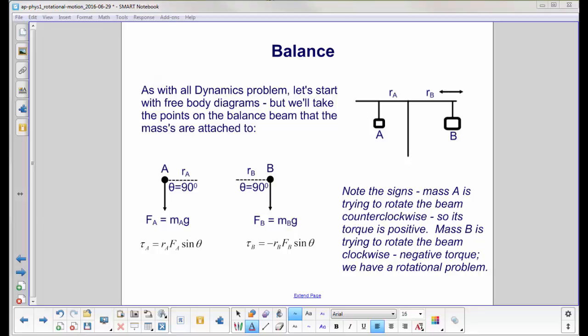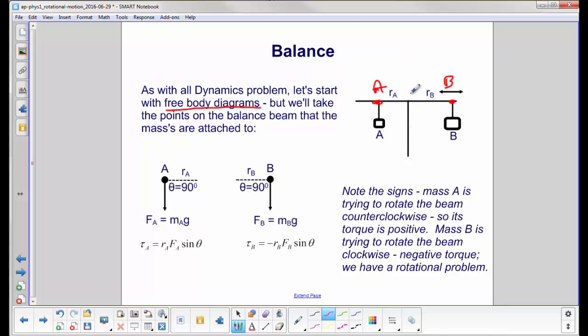Whether you have a translational or a rotational dynamics problem, you start them the same way. You start with a free body diagram. In this case, we're going to look at point A and construct a free body diagram for point A, and also one for point B. Now we know that there are certainly tension forces pulling each way, and we're not going to worry about that direction because we know that this beam is not going to move left or right. It's not going to move up or down. But what will happen, for example, if I had a mass here and no mass here, it would rotate this way. It would rotate counterclockwise.